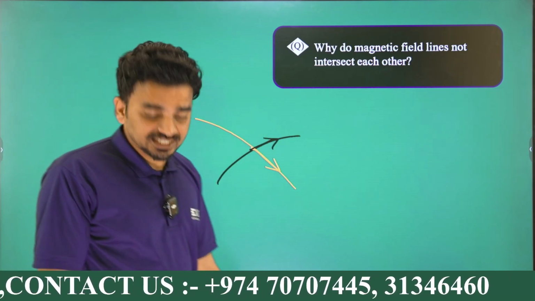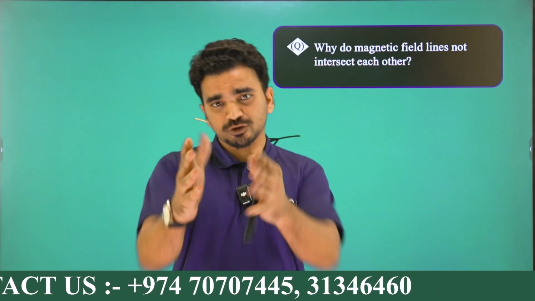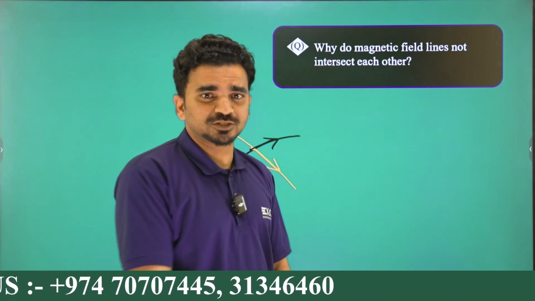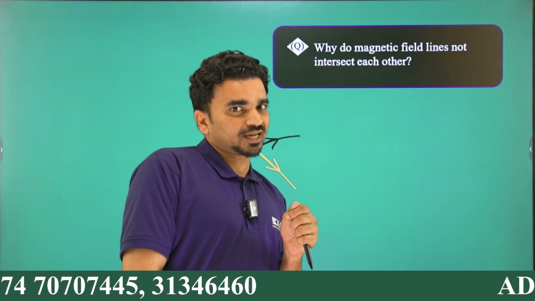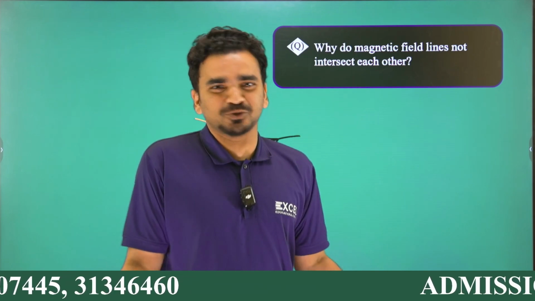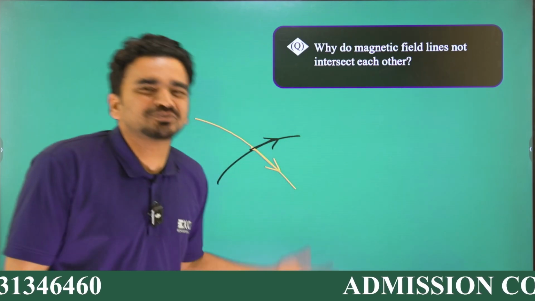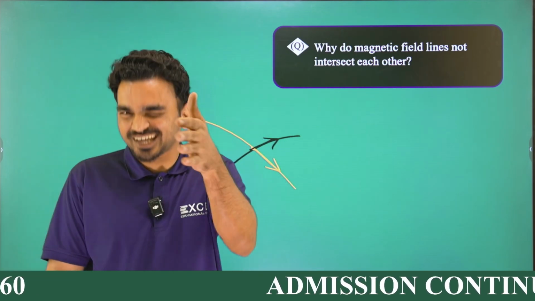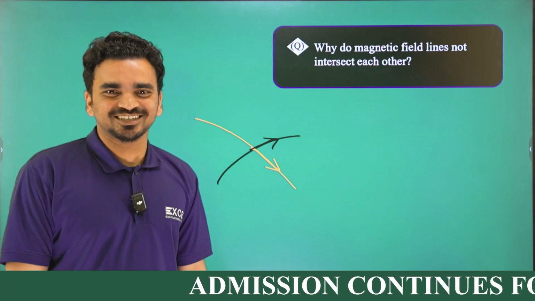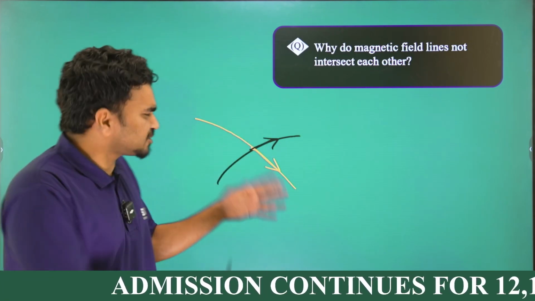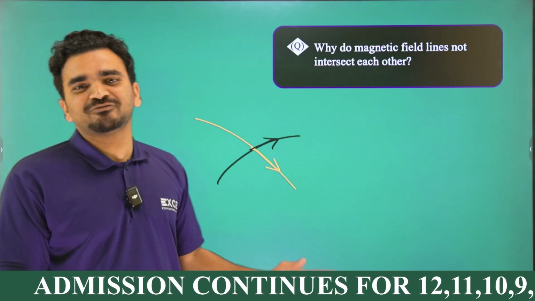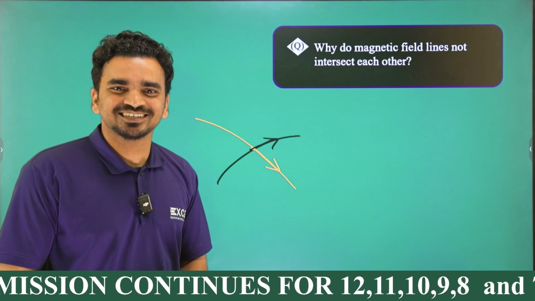No. If I stand here, I can only focus on you. I can't focus at the same time on other directions like this. It's not possible, right? Because I'm not God. Similarly, a compass is also not God. It can only align in one direction. That's the reason why this is not possible. So magnetic field lines never intersect each other.